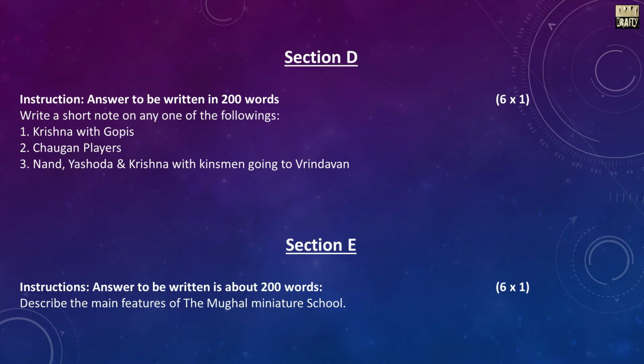In section D, you have to answer any one from the 3 questions in 200 words. It carries 6 marks. In section E, you have to write the main characteristic features of Mughal miniature school in 200 words. It also carries 6 marks.